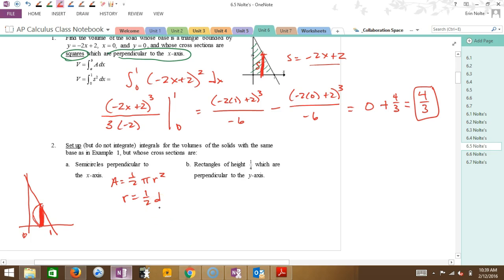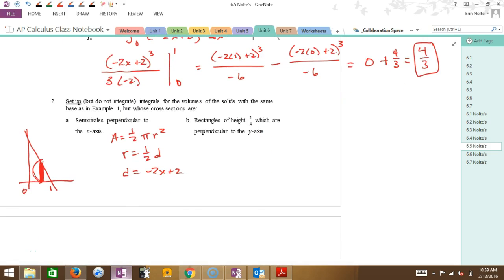And so the diameter in this case is going to be the same as the s that we did in question number 1, right? That's the equation, negative 2x plus 2, depending on where our slice happens to be. Negative 2x plus 2. And so now what I can do is I can say, okay, well, if my D is negative 2x plus 2, what's my R?